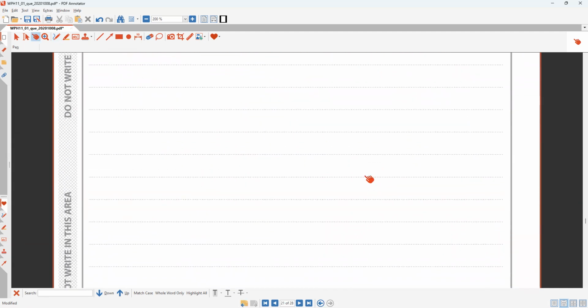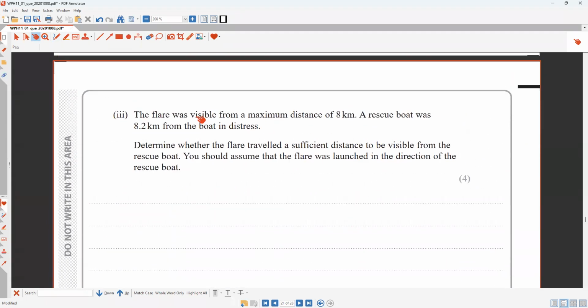4 marks question. Again, the flare was visible from a maximum distance of 8 kilometers. My God, from 8 kilometers they saw it. A rescue boat was 8.2 kilometers from the boat in distress. Determine whether the flare traveled a sufficient distance to be visible from the rescue boat. You should assume that the flare was launched in the direction of the rescue boat.